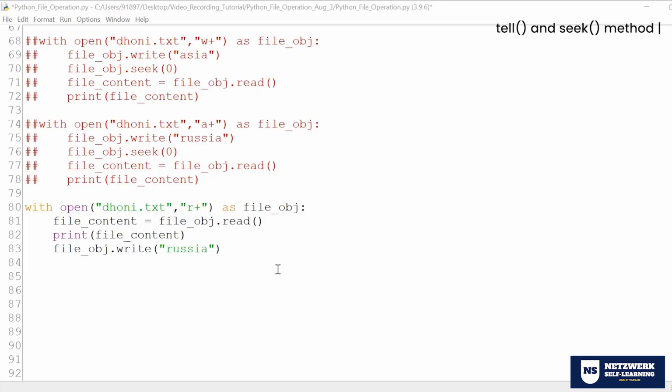These are the minute things that you need to take care of, because file operation is straightforward, right? Read, write, or do something, that's it. So these are the basic operations, and the way you manipulate them is what matters.